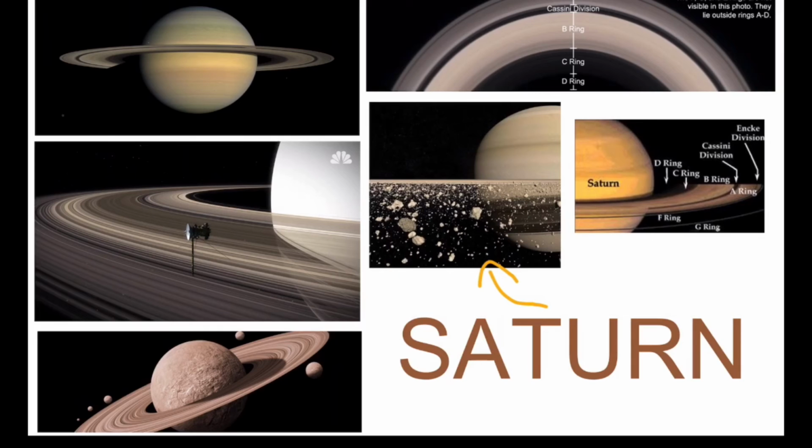Saturn has 7 rings that are organized by letter, as you can see in this image and this image right here. These rings are organized by letters and each of them moves at its own speed. Saturn also has 53 moons.